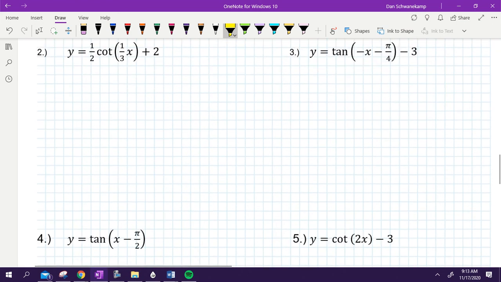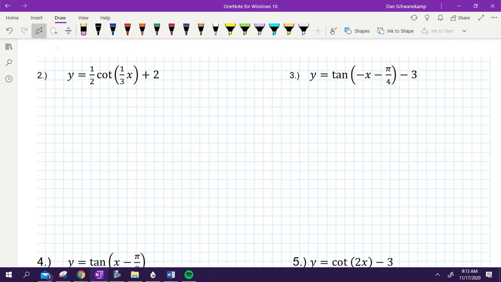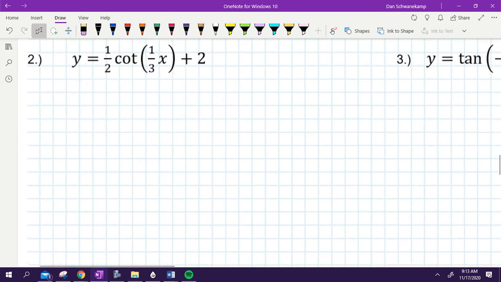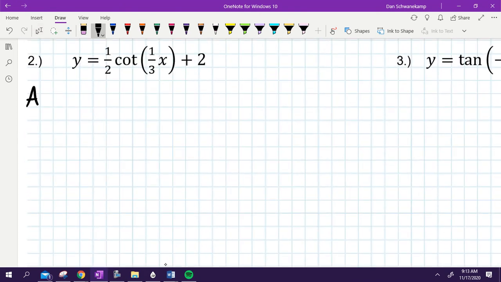Let's do it again. Flip it over. Number 2, we're doing amplitude, period length, vertical shift, horizontal shift. Do that for me real quick. See what you can do.